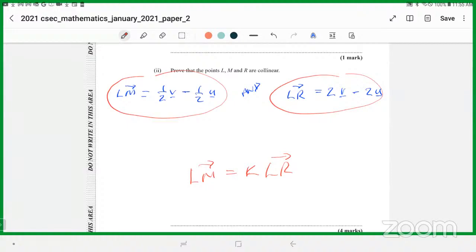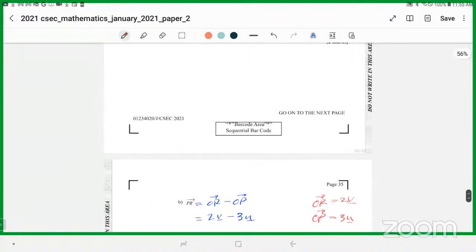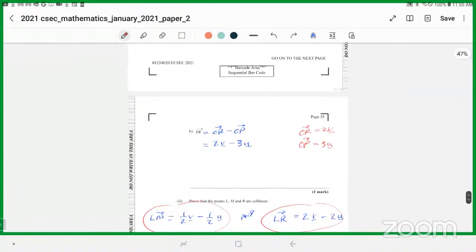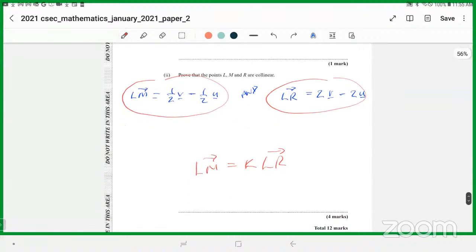It doesn't matter. LR was a longer one, right? Yeah, LR was a longer one. See, LR is a longer one. So you want to write something like LR equals some multiple of LM, and you want to see what that multiple is. When you get this, it means that the vectors are parallel.